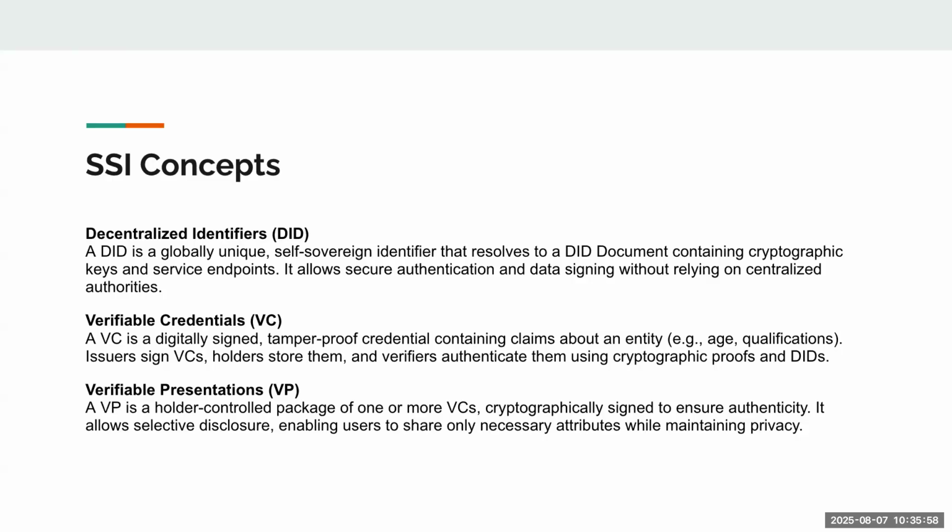Then you have verifiable presentations. A verifiable presentation is basically when a verifier requests some data from a holder, from you, and you can answer with or without providing all the data that you have on that credential. So this is where the credential types come in.